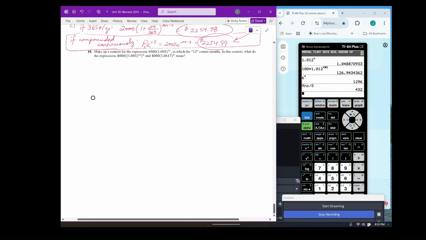All right, so number 18, the last one on Unit 5D, says make up a context for the expression, and then it's 4,000 times 1.005 to the 12th, where the 12 refers to 12 months. Okay, so this is one of those exponential growth type expressions. And if you look right here, it's growth because the base is greater than 1, so it's growth.